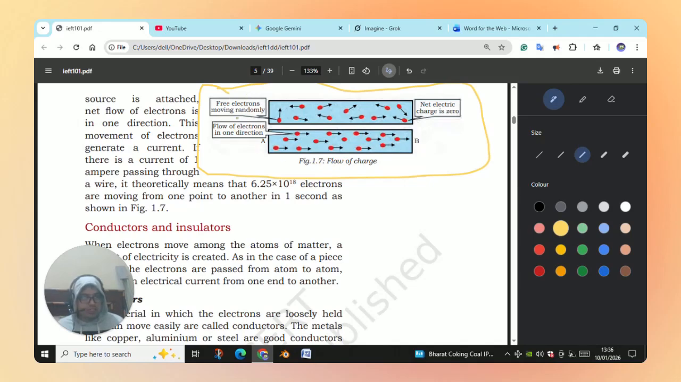There are free electrons moving randomly. Net electric charge is zero. Flow of electrons in one direction.